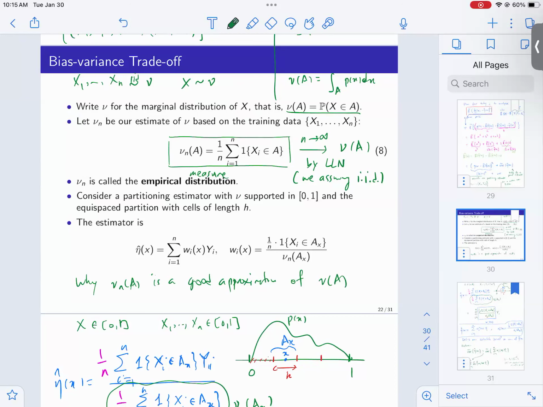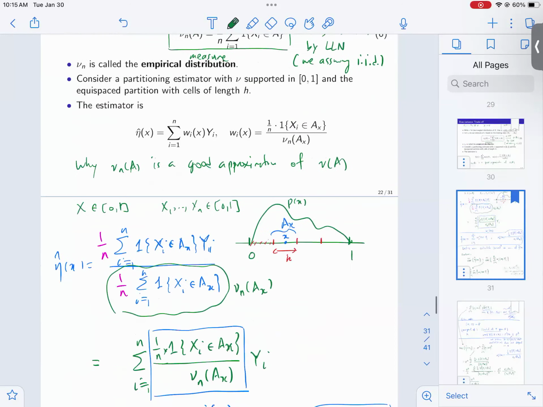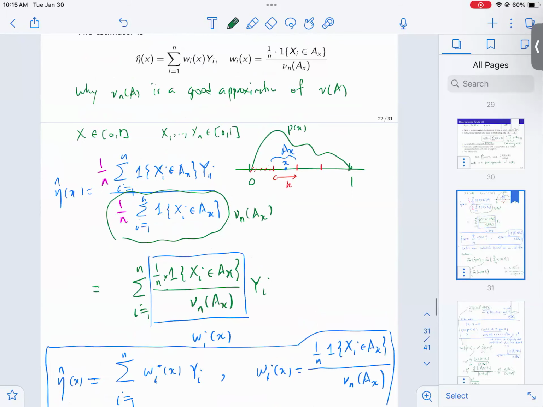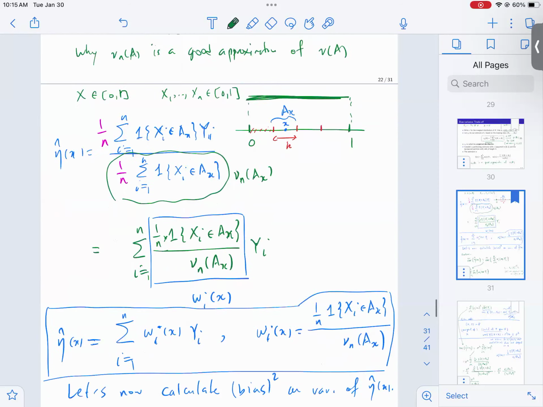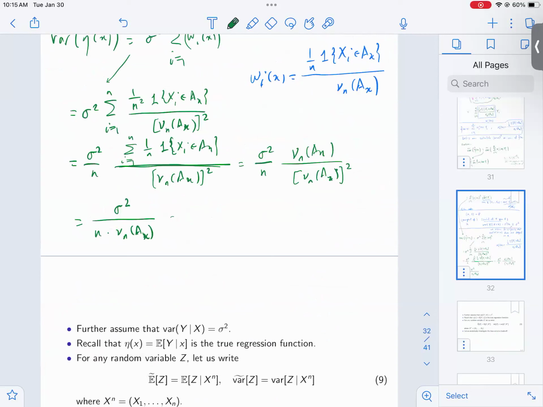Because if you remember, this nu_n of A_x converges, for any A, to nu of A, which is the probability that I assign to A. So let's assume that the marginal distribution of the x_i's is uniform, for simplicity. By the law of large numbers, this is approximately, because there's an n in it, if I let n go to infinity, this is going to go to 0. You can make this more precise, but approximately for very large n, this is really nu of A_x.